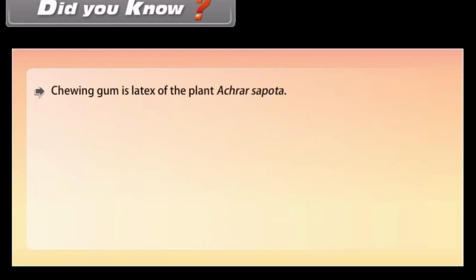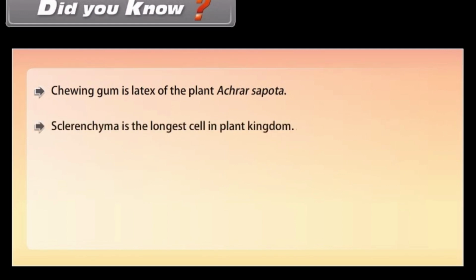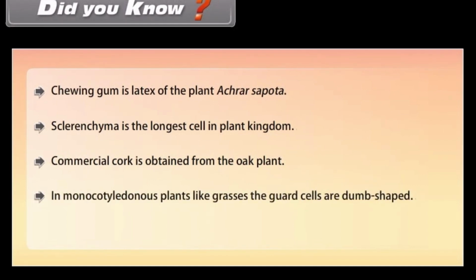Did you know chewing gum is the latex of the plant Achras sapota? Sclerenchyma is the longest cell in the plant kingdom. Commercial cork is obtained from the oak plant. In monocotyledonous plants like grasses, the guard cells are dome-shaped.